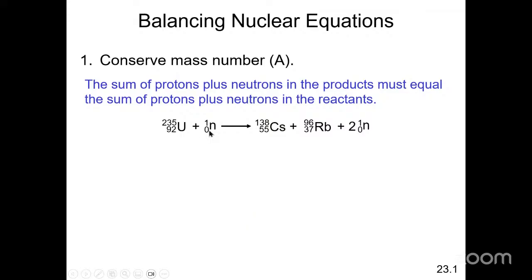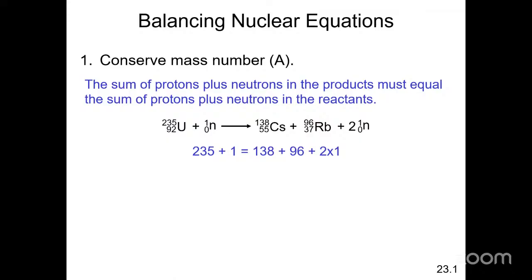If you bombard uranium-235, which is what this is, with neutrons, then this is the reaction that would take place, right? And if you look at this equation carefully, if you look at the total mass numbers on the left side, that's 235 for the uranium plus 1 for the neutron. So that's equal to 236, right? And if you do the same thing on the right side, where you add the 138 for the cesium plus 96 for the rubidium plus 2 times 1 for the 2 neutrons, you're going to get that also being equal to 236, all right?